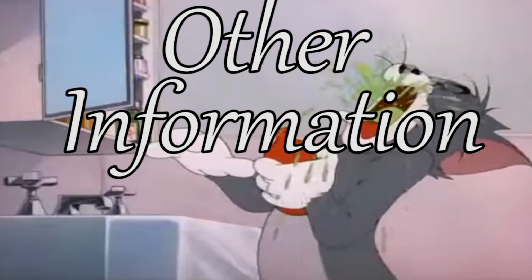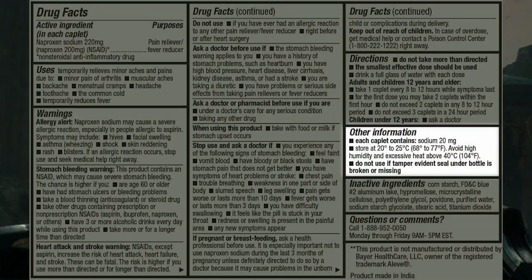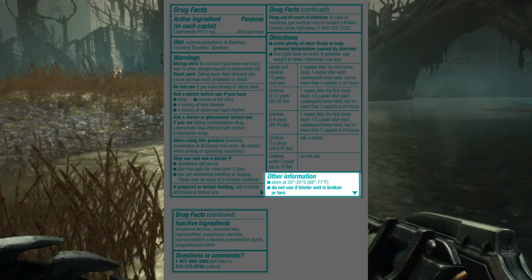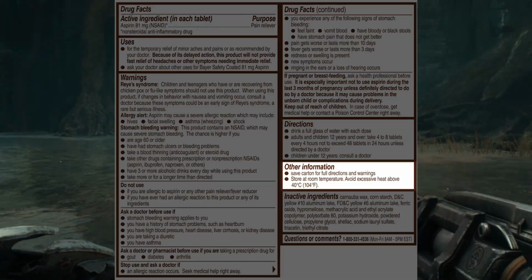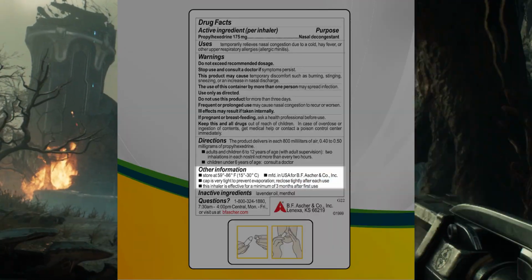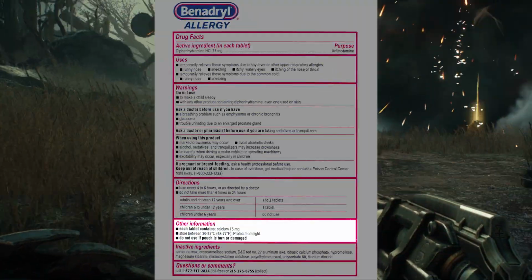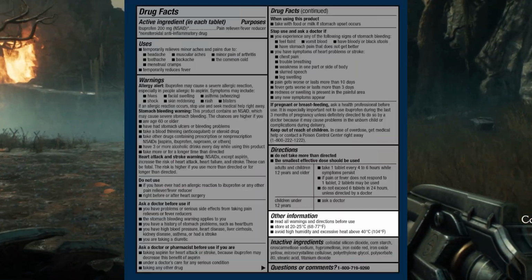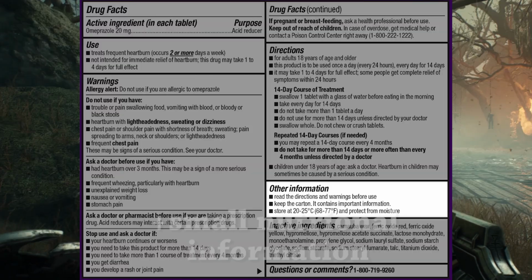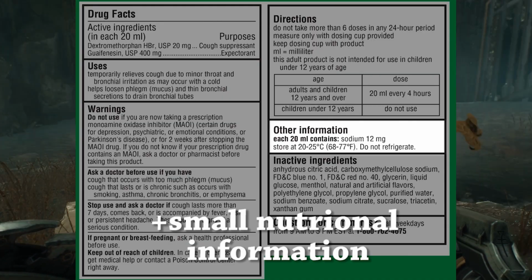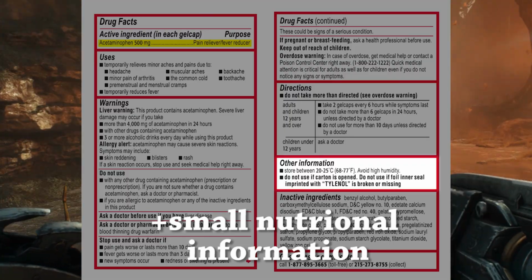Other information. This typically gives instructions on how to store it, most times at room temperature in a dry place. It may also advise against using if the packaging was tampered with or left open, depending on the type. It may also advise the use by the expiration date, typically found on the bottle or box somewhere.